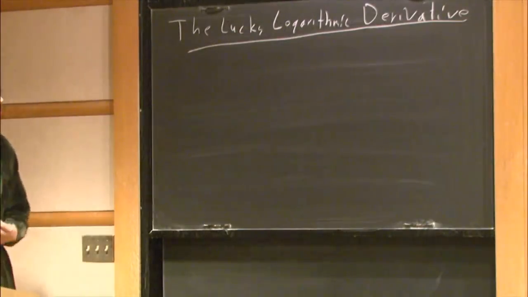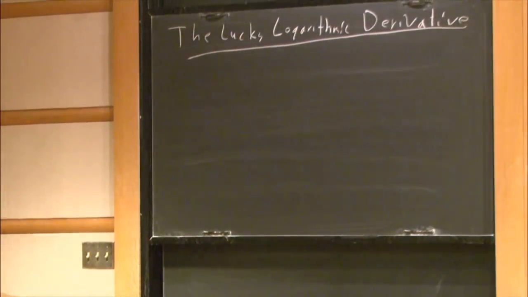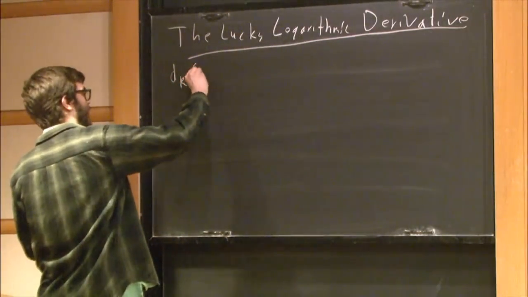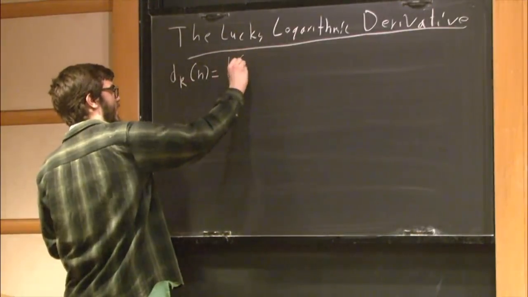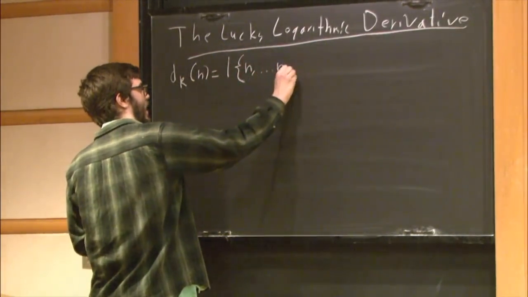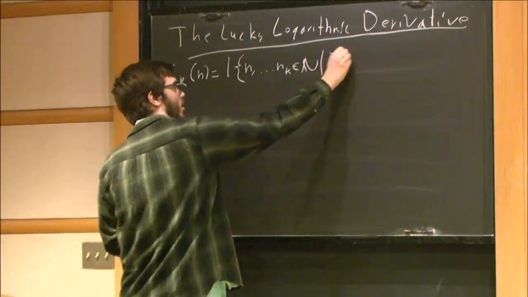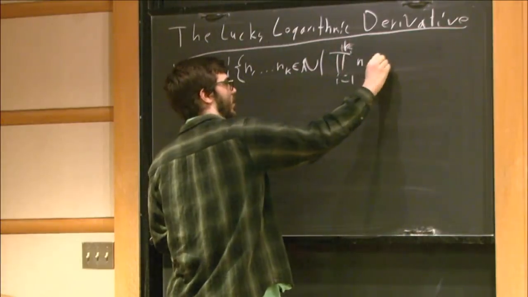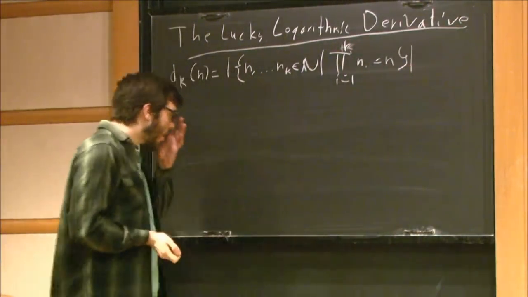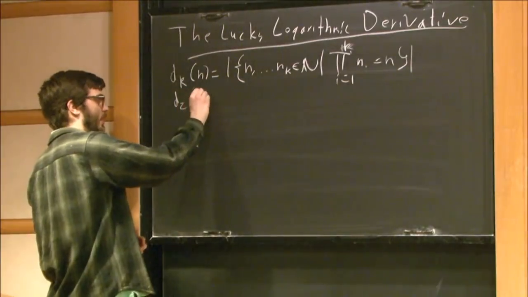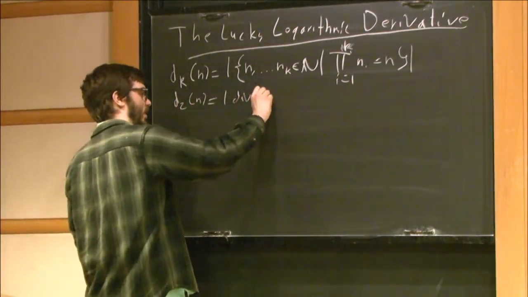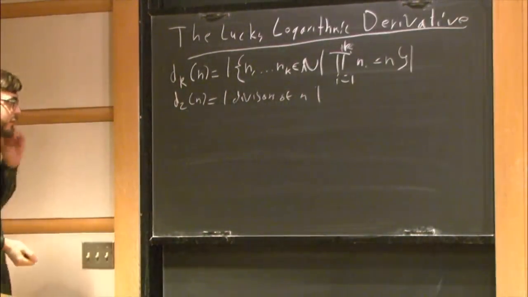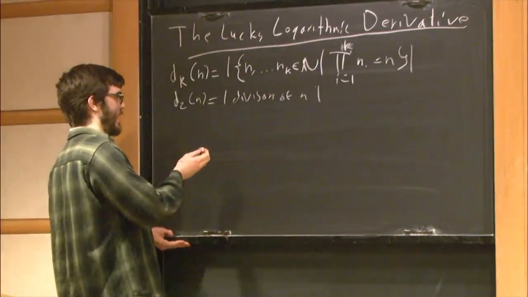So let me first begin by talking about a classical problem in analytic number theory. We have these generalized divisor functions. d_k of n is the cardinality of the set of n_1 up to n_k, natural numbers whose product is n. Then d_2 of n is just the number of divisors of n.